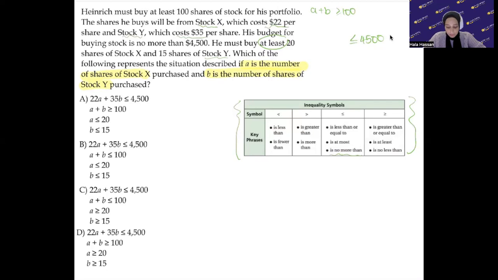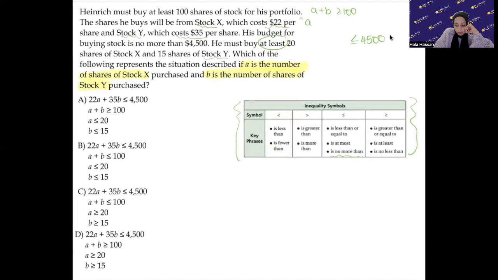Then we look at the next piece of information. We said that for every stock X, we have $22. Now remember, stock X was the A. So A multiplied by 22, so 22 multiplied by A, this represents stock X, right? All this information we understood on our own, and now we're using that A and B to put it in an equation, to give it a proper definition, right? So that was for stock X, and then 35B was for stock Y, correct?